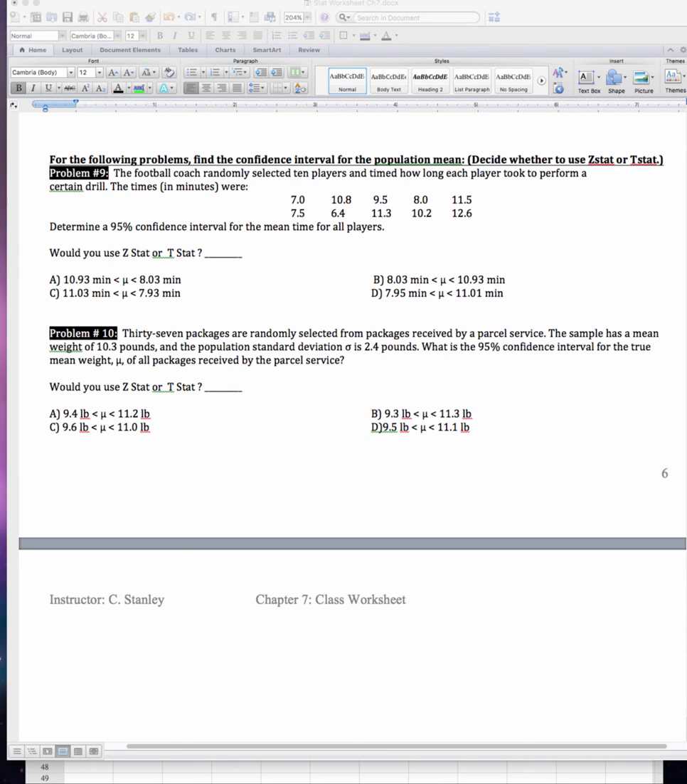Okay, 37 packages are randomly selected from a packaging facility by a parcel service. The sample has a mean of 10.3. So always keep track of that. Since this is average from a sample, 10.3. And a population standard deviation of 2.4. So that's what I'm looking at. Did they give me this? Yes, they gave me that. So that's a z-stat. Okay, and n is 37. And we get a 95% CI. So this is a z-stat. I have all the info that I need right there.